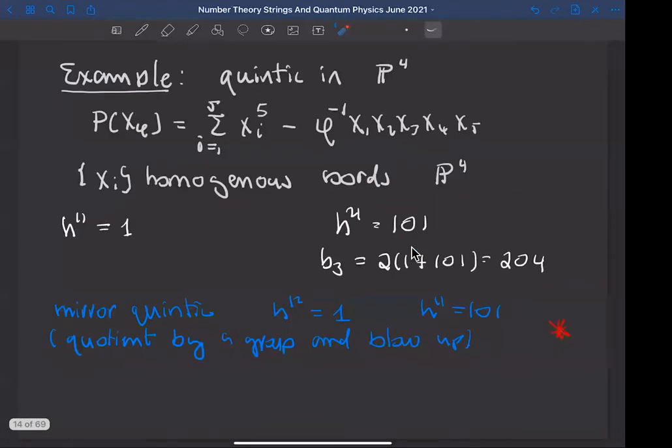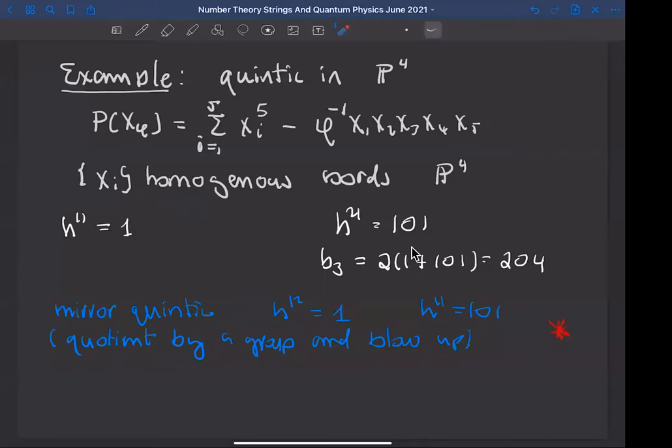Okay, so I will mention two examples in this talk. The first one is the quintic threefold, which is defined by a quintic polynomial in P4. And these x's here are homogeneous coordinates in P4. So this manifold has only one Kähler class parameter descending from the Kähler class of P4, and has 101 complex structure parameters. I could write more terms here.